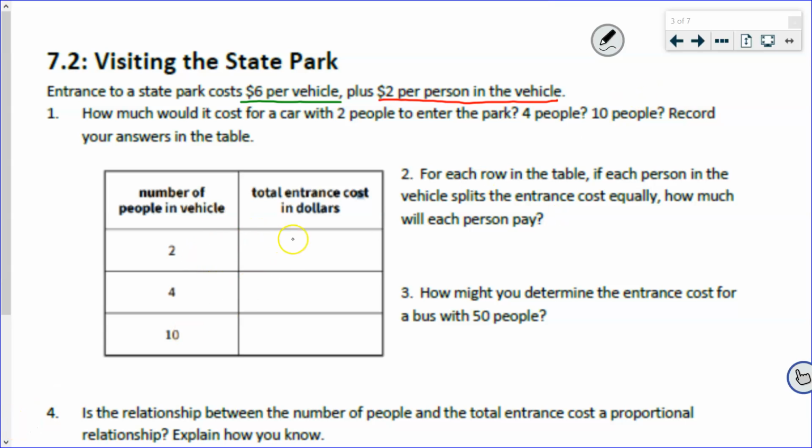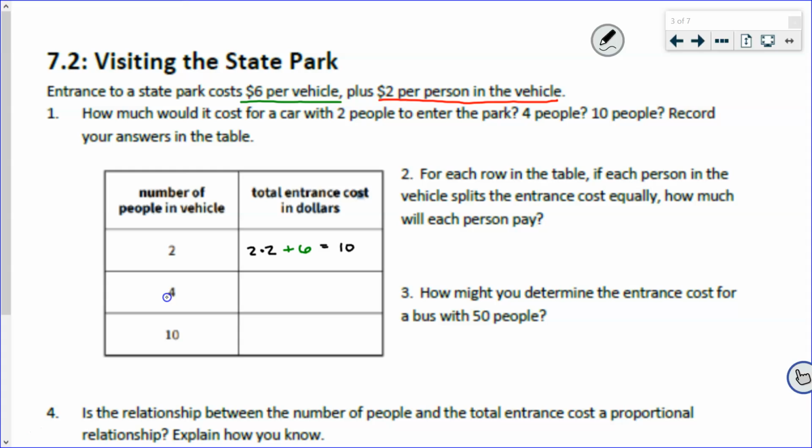All right, 2 people in the vehicle. What's the total cost? I've heard from everybody. Let's go with Hayden. $10. How did you get that? Good. So these people are going to be the 2 times 2. That's just what we're paying for the people, but that's not the only thing we have to pay for. We also have to pay the extra $6 because they're all sitting in the same vehicle. So 2 times 2 is 4 plus 6 is 10.